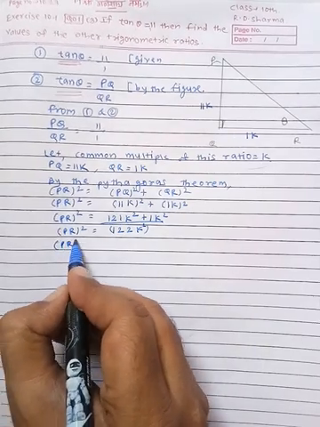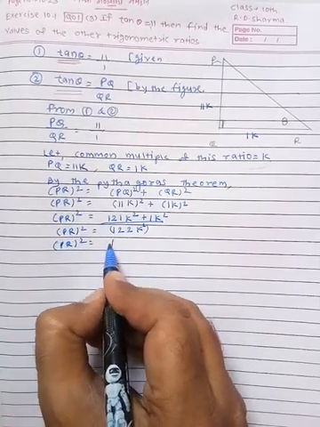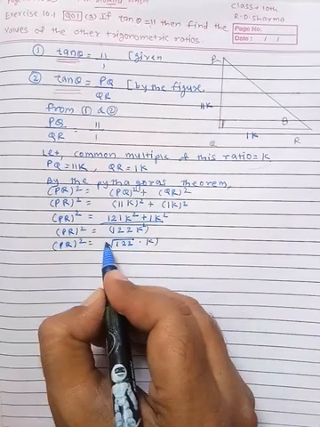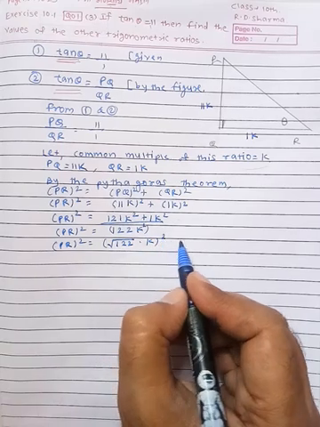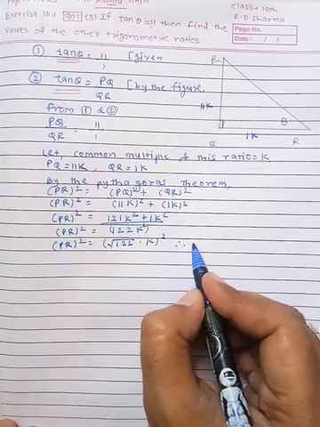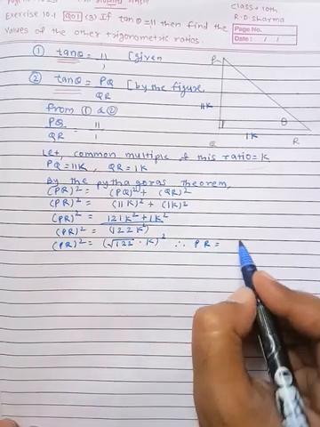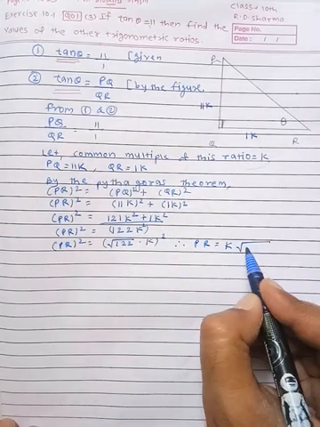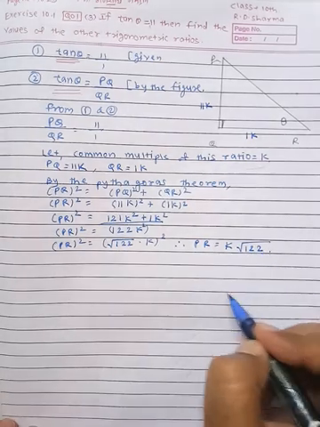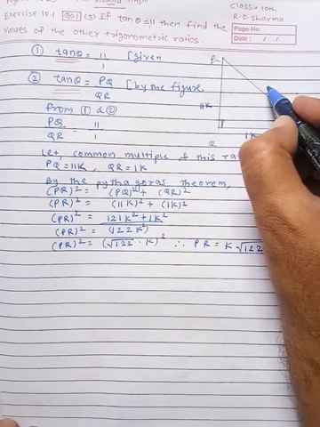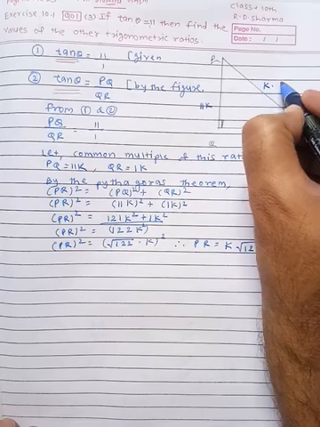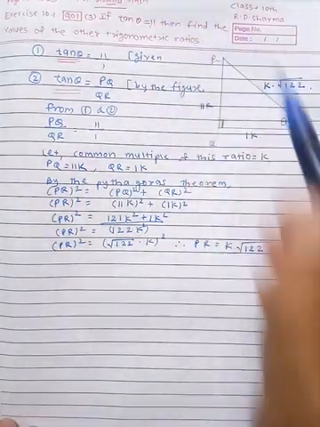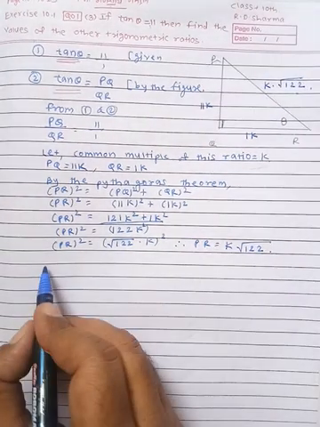PR square is equal to 122 into K whole square. Taking square root, PR is equal to K, under root 122. Put this value in the figure, means PR is equal to K into under root 122. Other than tan theta, find the values of remaining ratios.